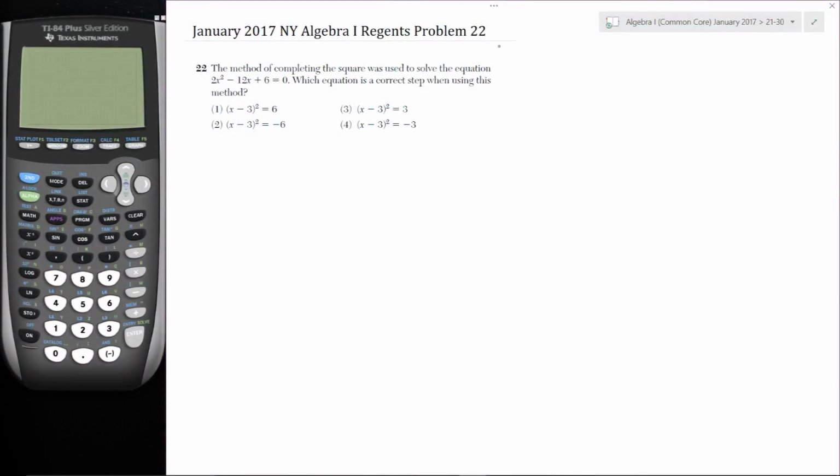Here's number 22. The method of completing the square was used to solve the equation 2x squared minus 12x plus 6 equals 0. Which equation is a correct step when using this method? X minus 3 squared equals 6, x minus 3 squared equals negative 6, x minus 3 squared equals 3, or x minus 3 squared equals negative 3.